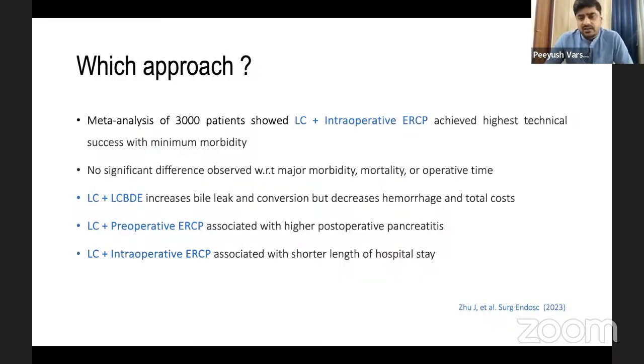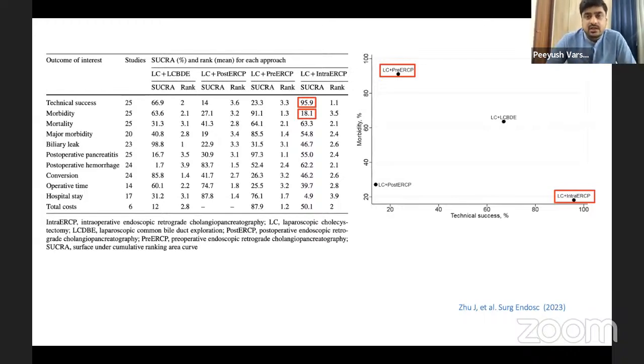There are a lot of meta-analyses which have been published. This is one of the recent meta-analyses. If you can see, the most commonly preferred approach is a simultaneous single-stage approach with laparoscopic cholecystectomy with intraoperative ERCP. It has a high technical success of around 96% with a morbidity of around 18%. Looking at the other procedures, the second most preferred is lap chole with lap CBD exploration if the surgical expertise is available, with a technical success of around 70%.